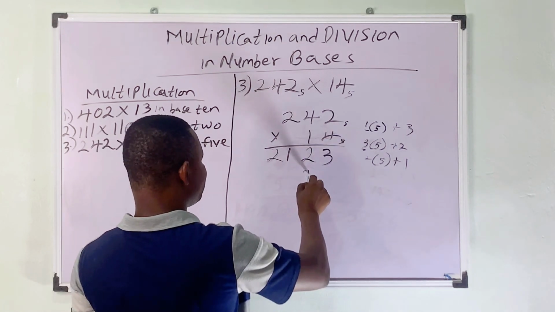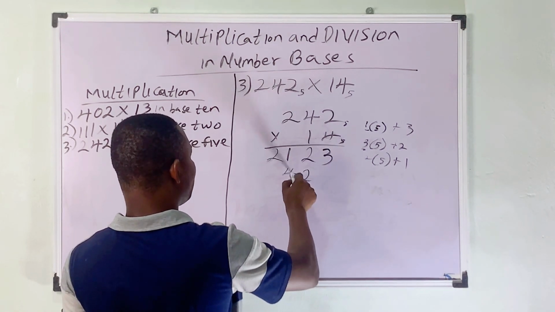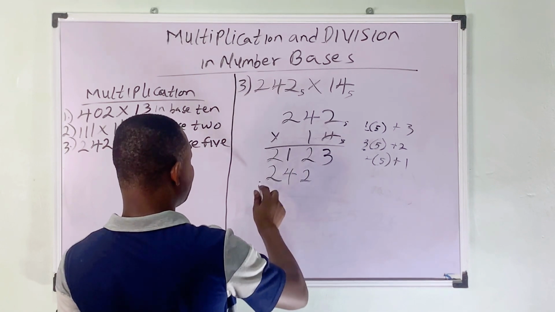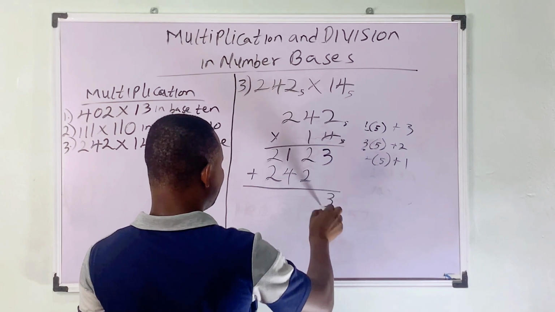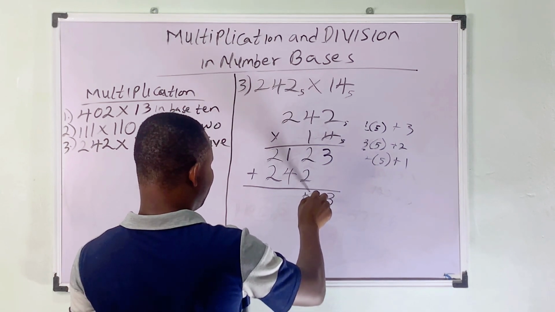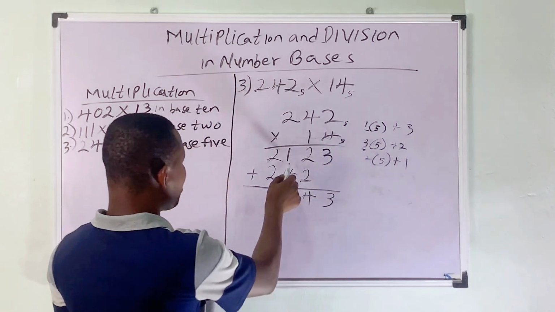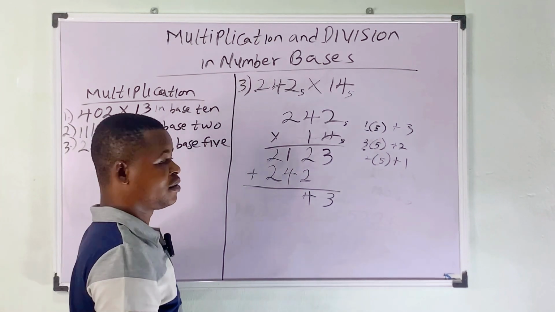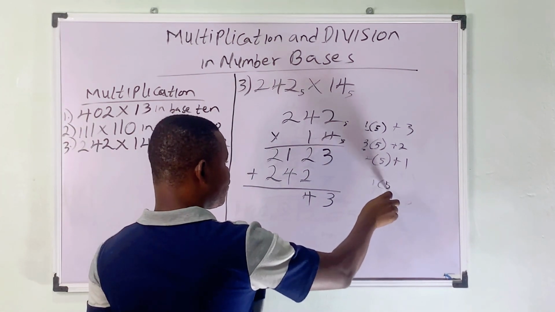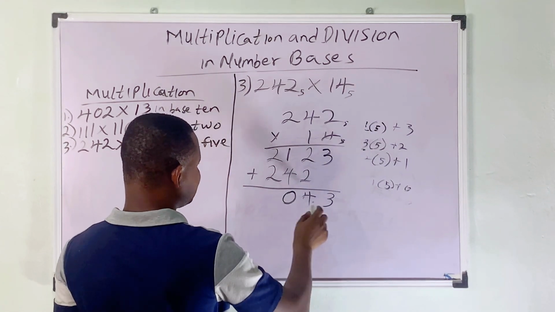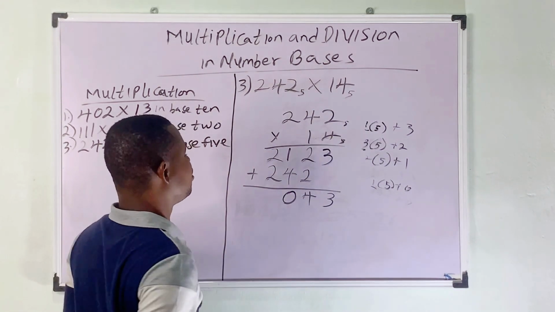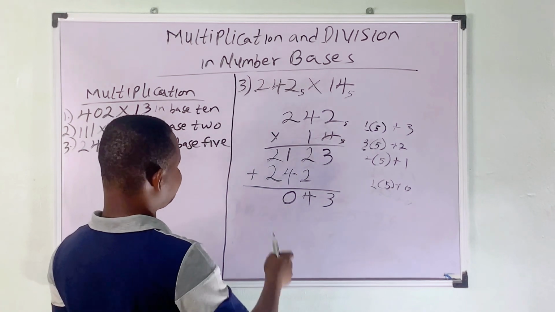1 times 2, we have 2. 1 times 4, we have 4. 1 times 2 again, we have 2. Then addition operation here, we have 3, 4. 1 plus 4, that is 5. That is, we have one set of 5, but remainder 0. Then we write 0, we keep one set of 5 outside.